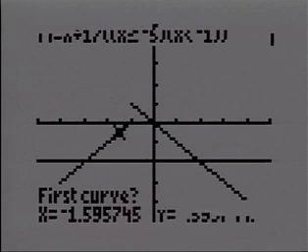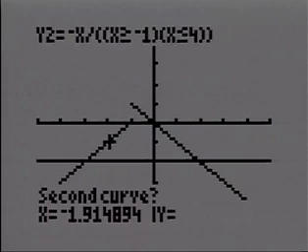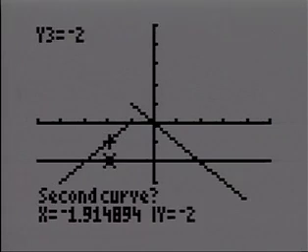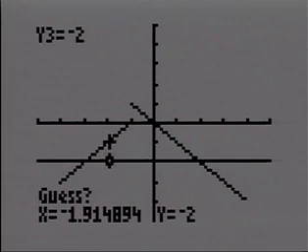There it is. So there's my first curve. I'll press enter, and then I'll arrow down to the line and press enter. Now it wants me to make a guess. So what we can do is just move the cursor over there close to where we think that intersection is. And when we press enter, we see that we get an x value of -3, and that is one of the solutions to that equation.